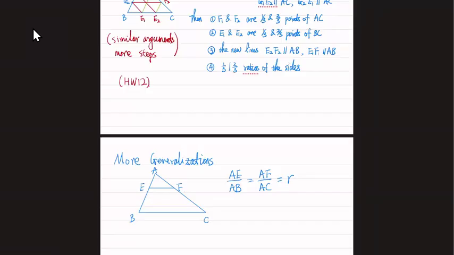So the condition here means the 2 sides have the same ratio. If this is 1/2, then we go back to the midpoint theorem. If this is 1/3, it is our previous generalization. 2/3 also works. 1/4, our homework. So the same argument applies to any rational number.